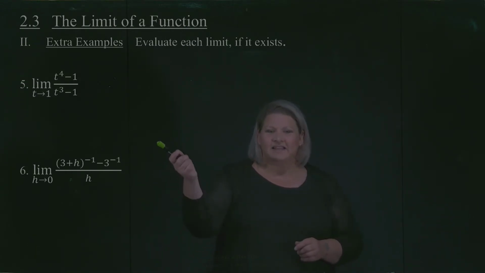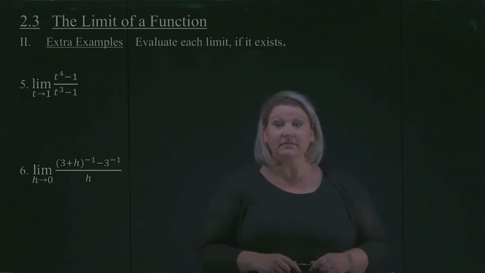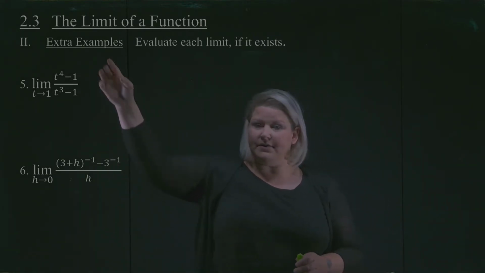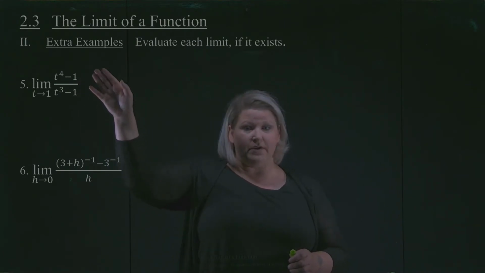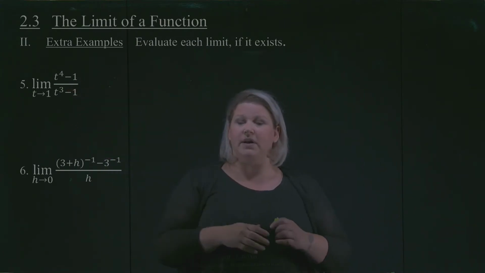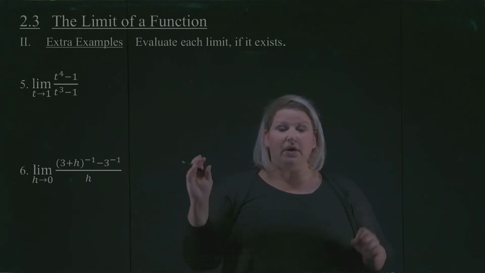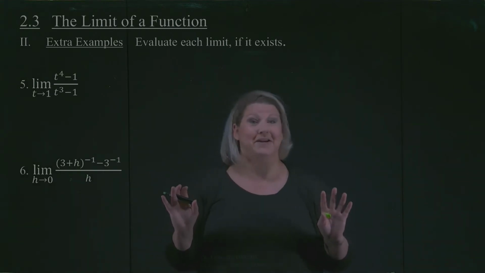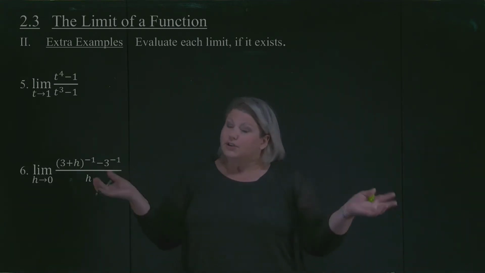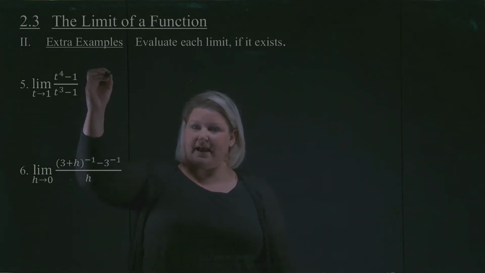Okay, let's start off with number 5. If I plug in 1, notice what I'm going to get. 1 to the 4th minus 1, which is 0, and then 1 to the 3rd minus 1, which is also 0. So the 0 in the top isn't a problem. It's the 0 in the denominator that's causing a snafu. So we're going to have to do some math magic.